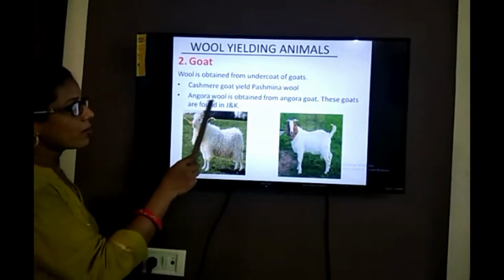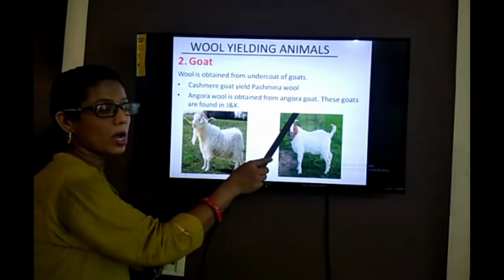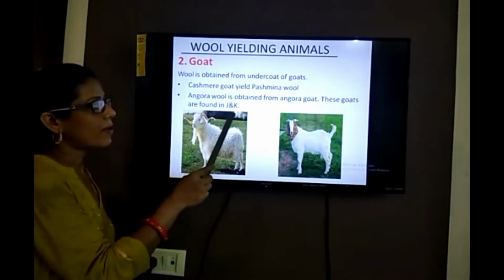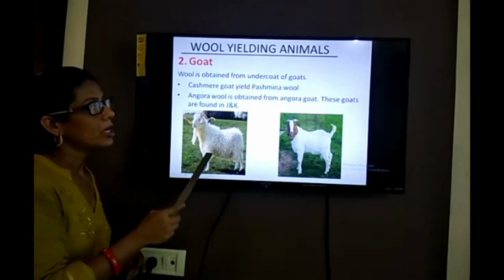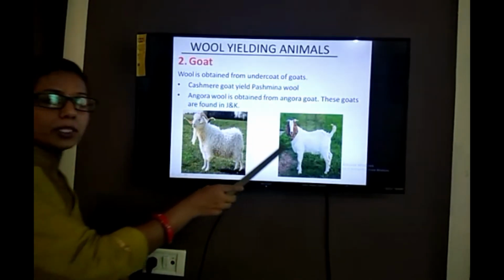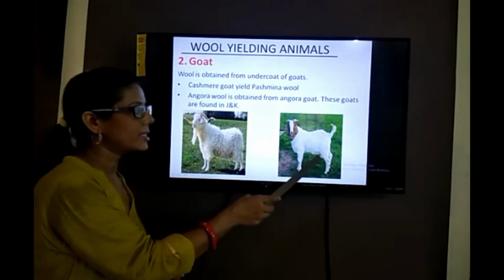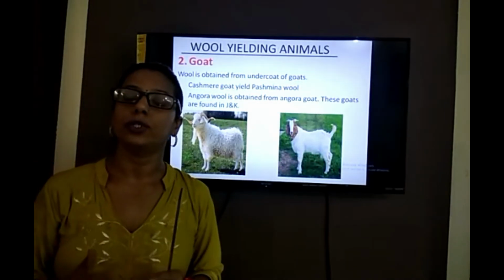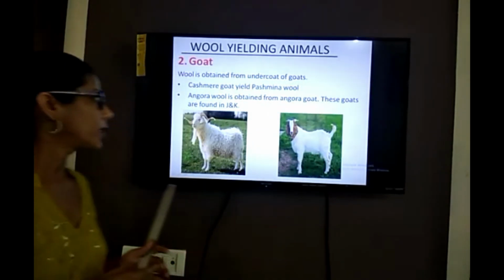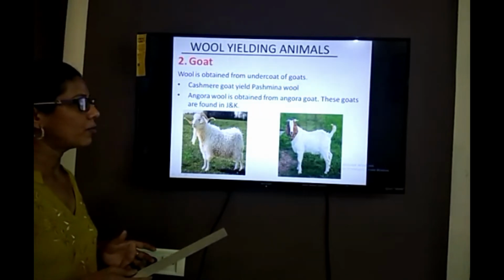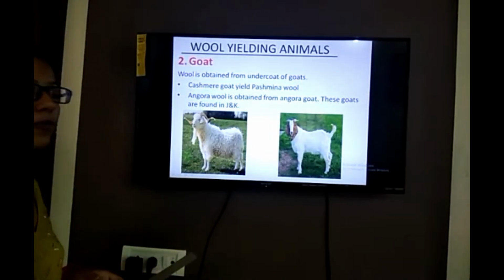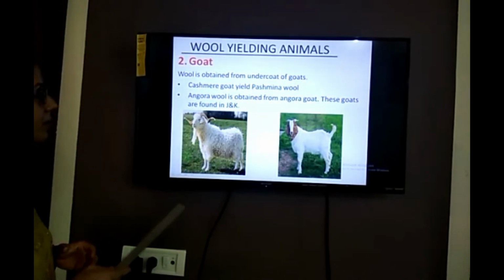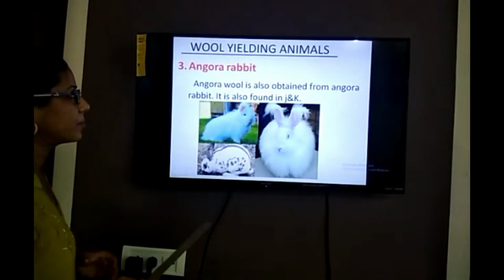Next, Angora wool is obtained from the Angora goat. These goats are found in Jammu and Kashmir. This is a Kashmiri goat and this is an Angora goat, you can see in the picture. Both types of goats are found in Jammu and Kashmir. Kashmiri goats provide pashmina wool, and Angora wool is obtained from the Angora goat. Now we move to the next slide.